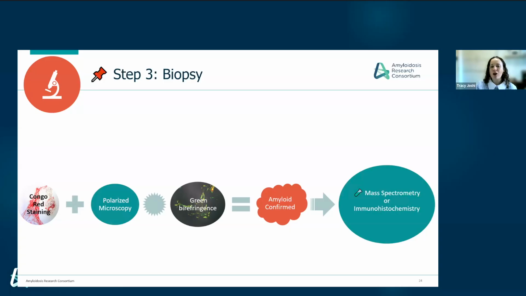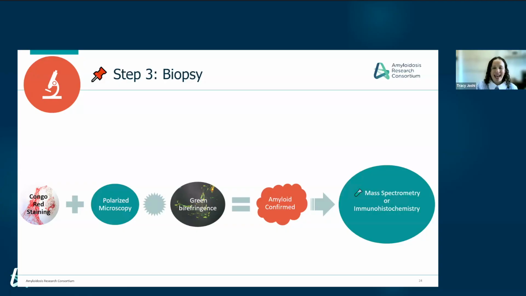This is a hallmark of amyloidosis. If green birefringence is seen, amyloid is officially confirmed. But we still need to determine the type of amyloid protein to guide the treatment. There are 2 key tests for this.